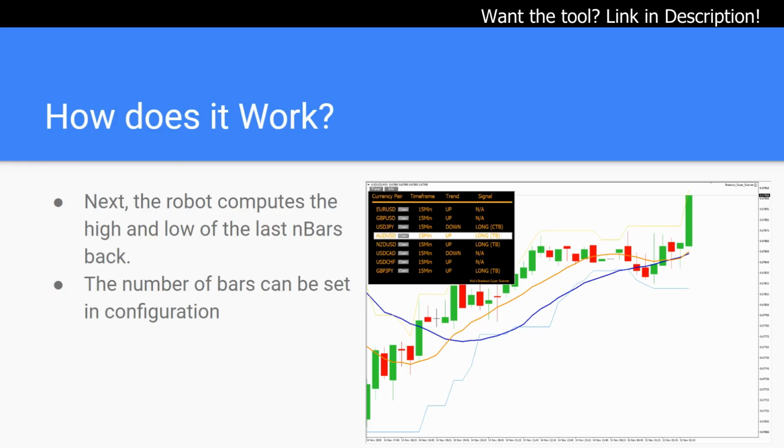Okay, and that's why the scanner is watching 8 pairs at once or 8 charts at once to see if things are breaking out of this. Also, is it breaking above or below in favor of an up or down trend? Are we going counter trend? All of those things are going to be included in the signal information. So it's going to use the number of bars that you set in configuration. Again, you can change that to be longer term, shorter term, however you see fit.